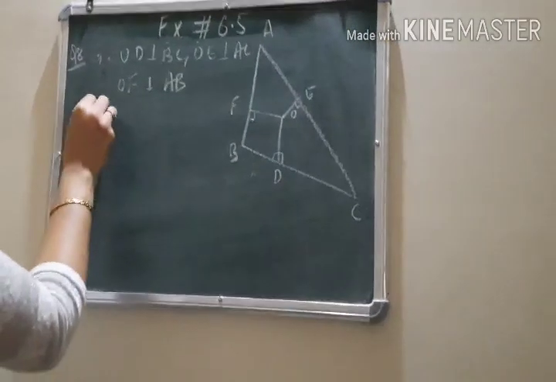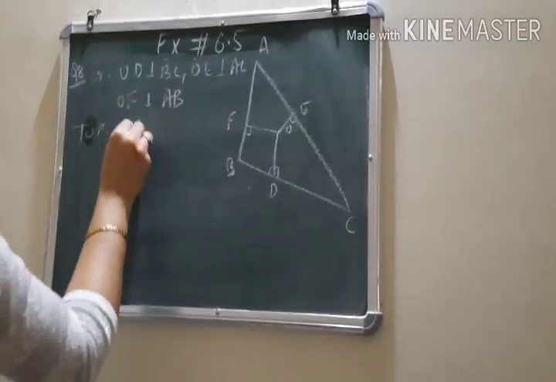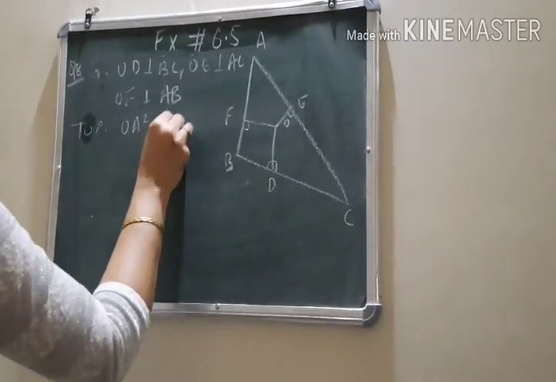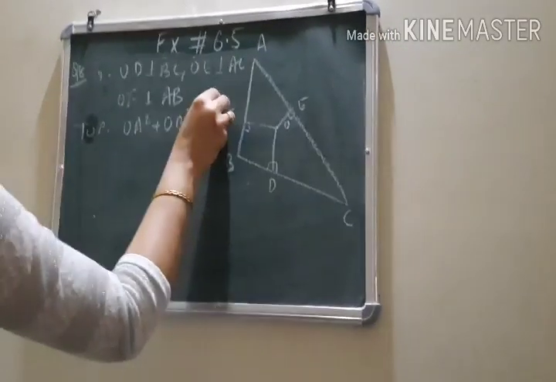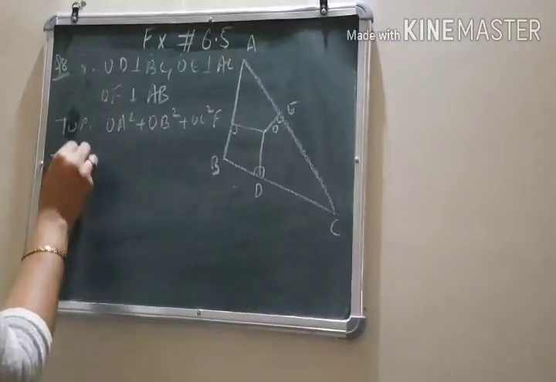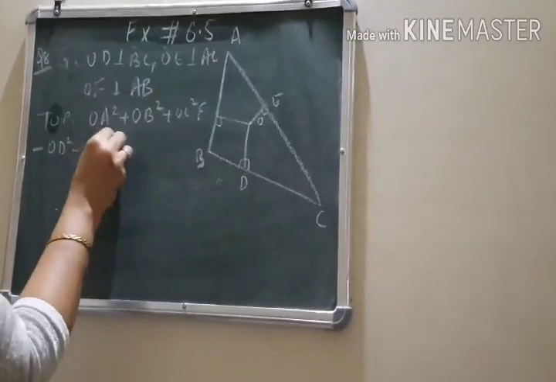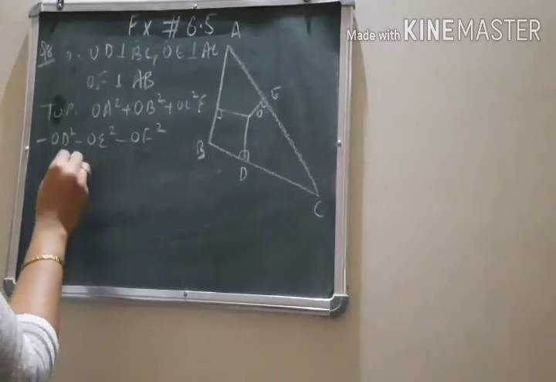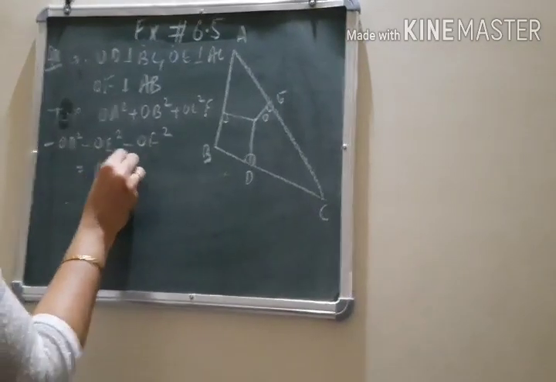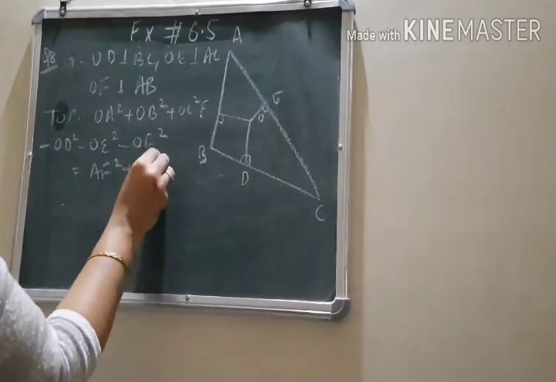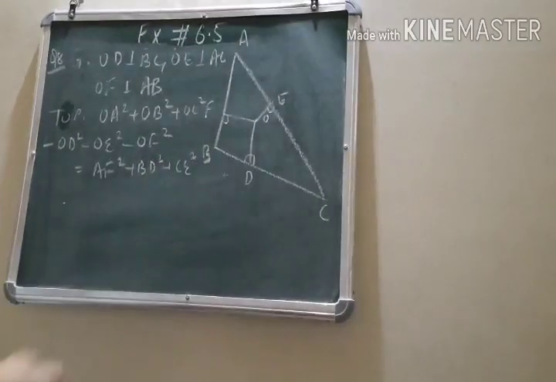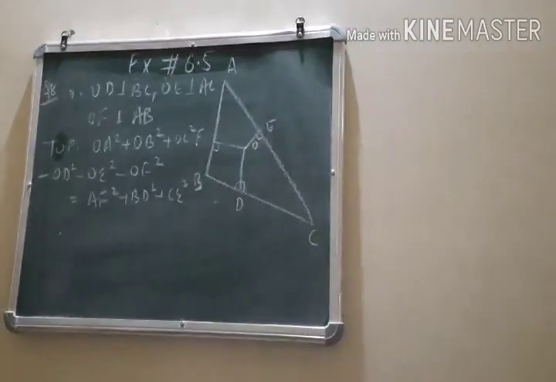You have to prove OA square plus OB square plus OC square minus OD square minus OE square minus OF square is equal to AF square plus BD square plus CE square. Very easy question. Just a little bit of arrangement is required.